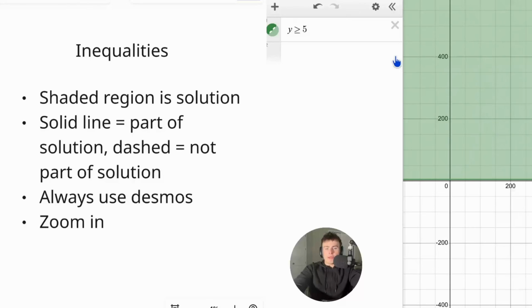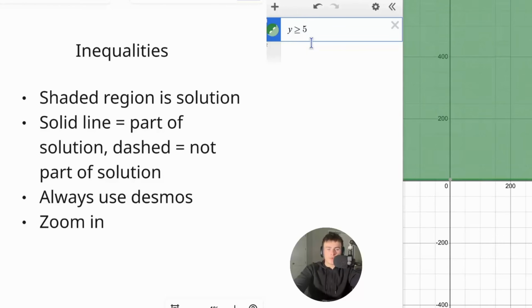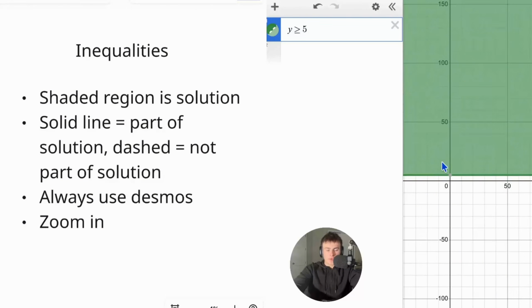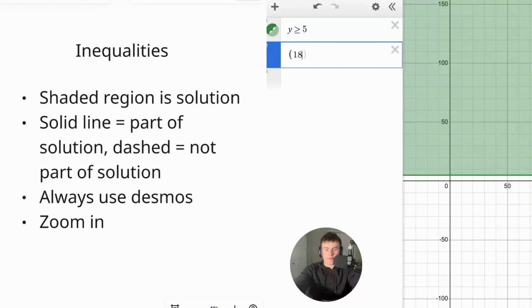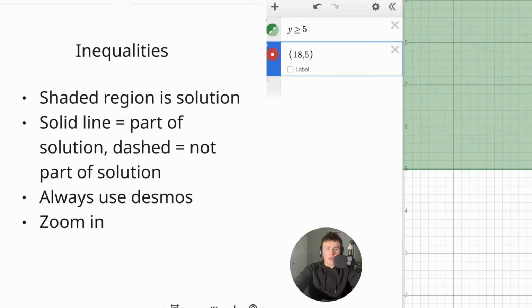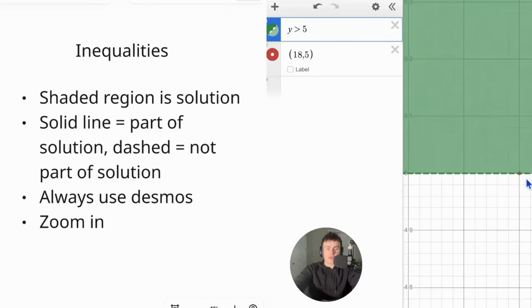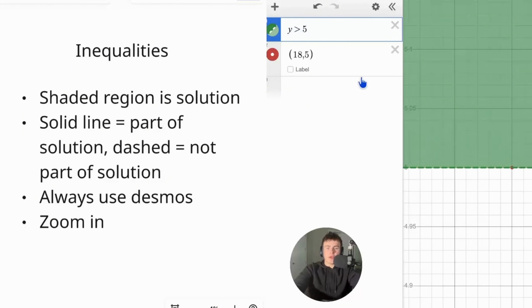So that's about it. Now, the difference between greater than or equal to and just greater than is, let me show you how it'll actually look in the graph. If you have y is greater than or equal to 5, the solutions will include the solid line. So for example, if you had 18 comma 5, this would be a solution because it rests on the solid line. But if this were to be a dashed line, then this point would not count because it's on the dashed line. It's not inside of the solution. So that is the difference.